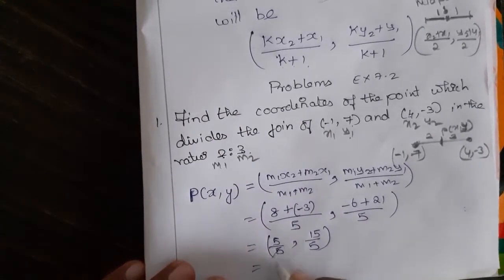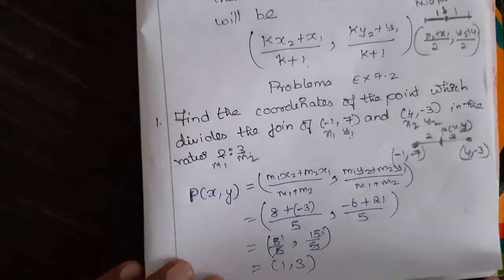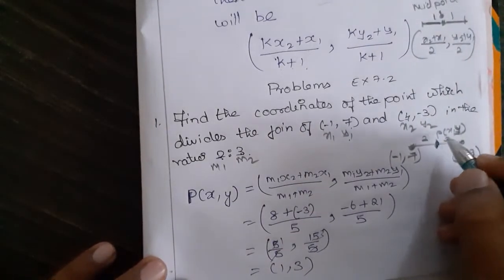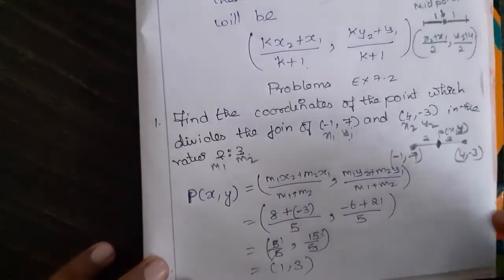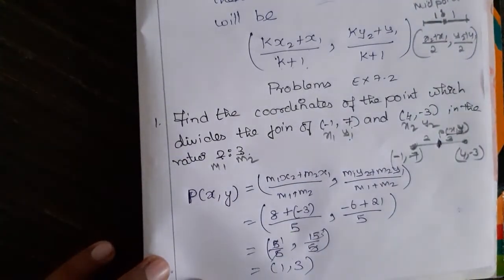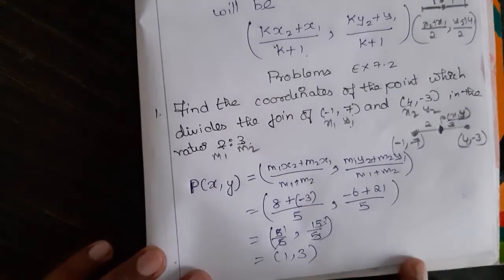So if you solve, this will become 1 and this will become 3, and the point is (1, 3). So the point which divides the segment in the ratio 2:3 is (1, 3). So this point will be (1, 3). Clear?